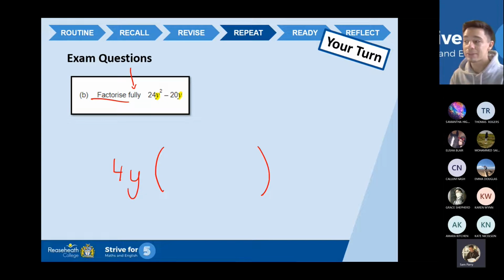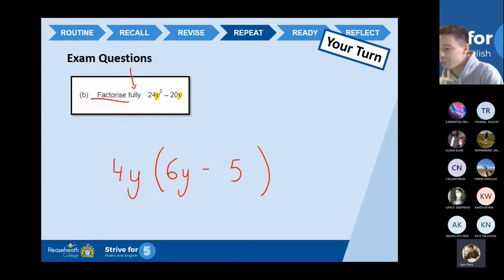Now what we're going to look at is completing the inside of the bracket. I have to think, how do I get from 4 up to 24? Well, I can see all of you there have got 6. Excellent. Now, I want to get from y up to y squared, so I need to times it by another y. After that, we can focus on the second part. We've got a little subtract symbol there, so put a little minus there. Now I want to get from 4 up to 20, so I have to times it by 5.